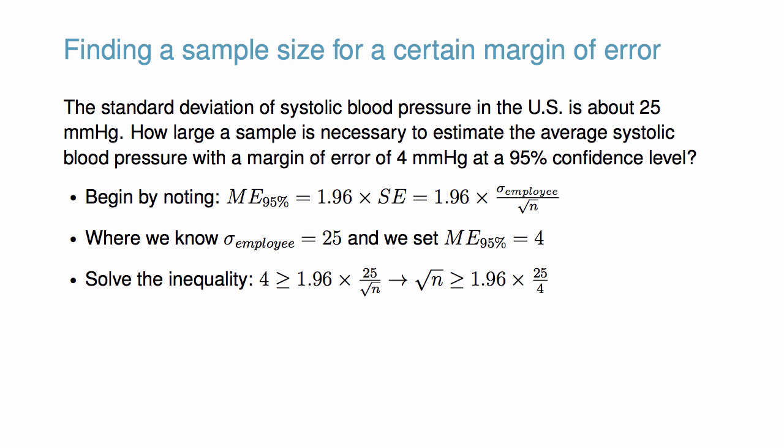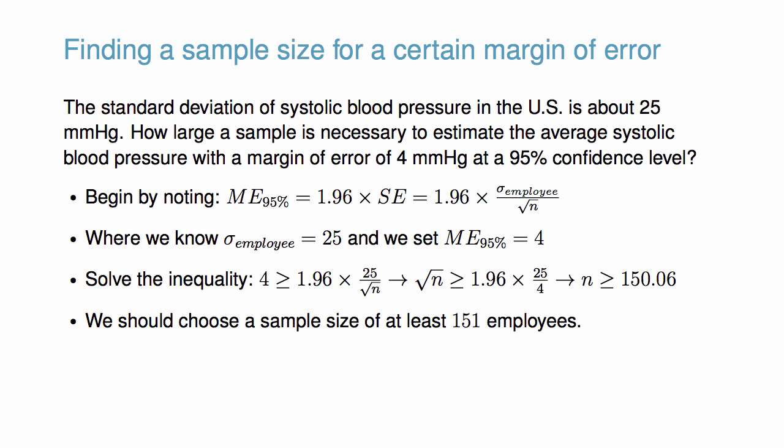Rearranging the square root of the sample size and squaring both sides leads to the result that our sample size must be larger than 150.06. However, since we can't sample a fraction of an employee, we should choose a sample size of at least 151 employees.